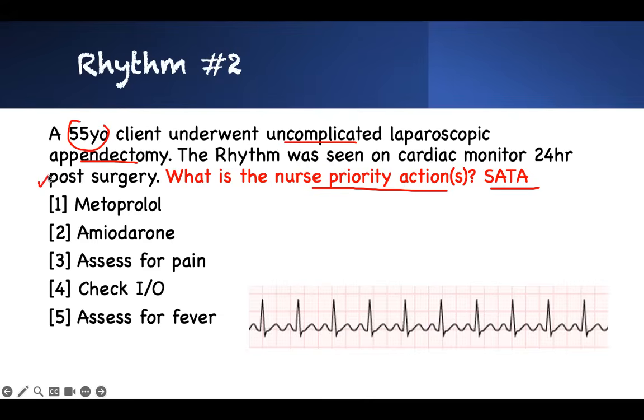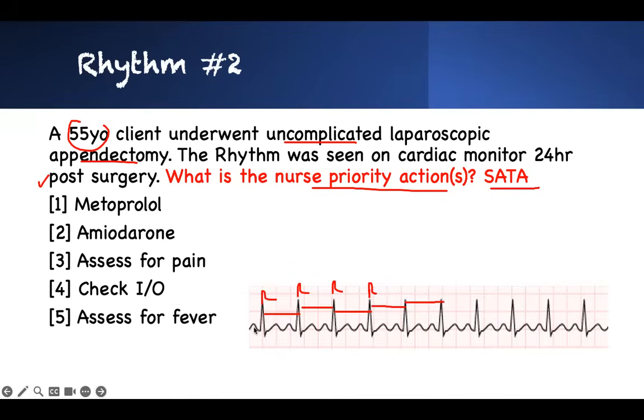So what would you do? You're breaking it down. What is being asked? What is your priority? What is the case? The patient had surgery and everything went well. 24 hours later, they saw this rhythm, right? What would you do? And you go back to your RR and see if it's sinus. If you measure from here to here, this looks fine. It's all normal. The distance is the same. So I know it's a sinus rhythm, right?